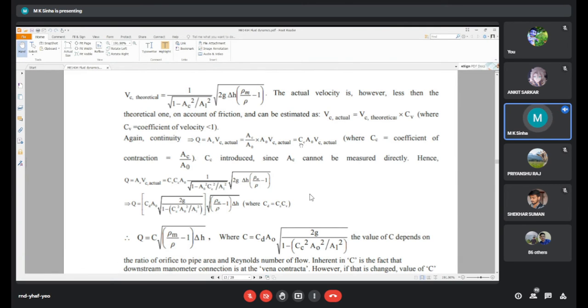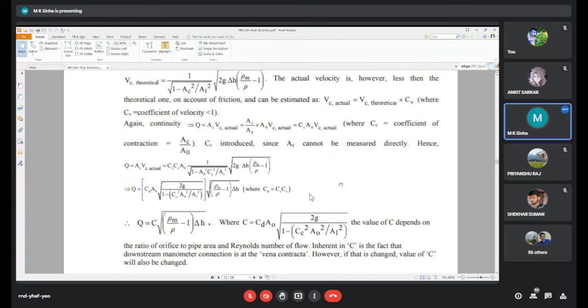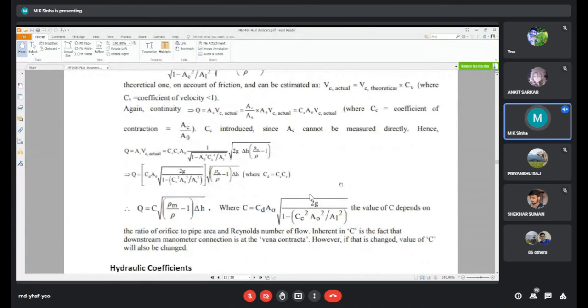A1 is the area of the pipe. It is also given, or easy to measure. And root under 2gh (rho m by rho minus 1). So see, here all the relations are coming. And this coefficient of velocity times coefficient of contraction is nothing but the coefficient of discharge. This is also a relation we got.